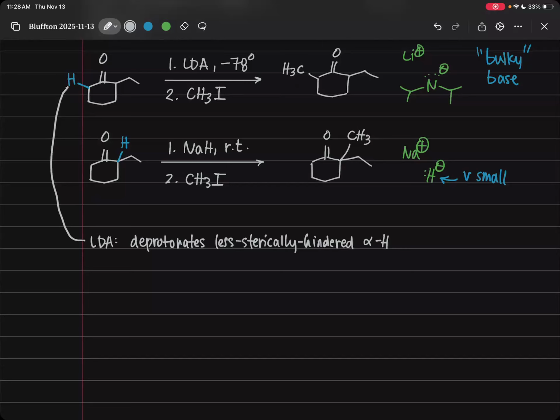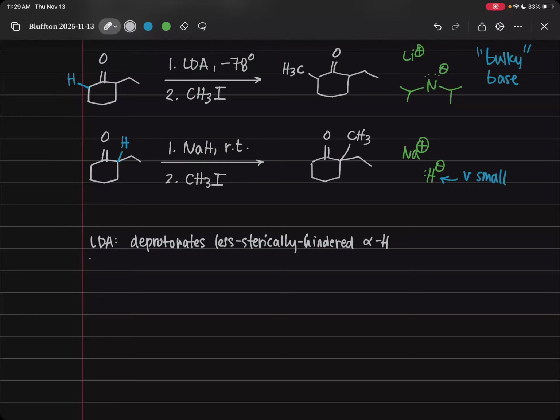And so that's visible right there. That hydrogen, at least compared to the other one in blue shown on the second structure, is less sterically hindered because the carbon that it's attached to has fewer substituents on it. And so that big molecule with all of the isopropyl groups on it has a trickier time getting to the more hindered hydrogen in the second example. And so it'll deprotonate the less sterically hindered alpha hydrogen.